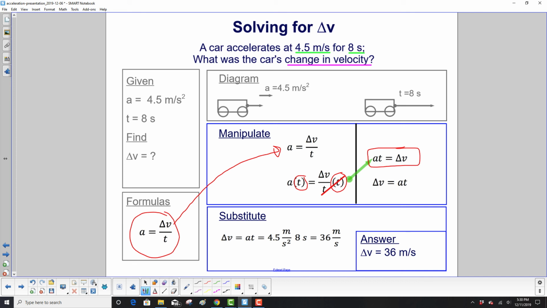Then finally, we put our equation down here, and we substitute in our numbers. 4.5 meters per second squared times 8 seconds equals 36 meters per second. And you can see here these units. This second cancels out one of these, so the units are proper. Then we rewrite it over here. Delta V is 36 meters per second.